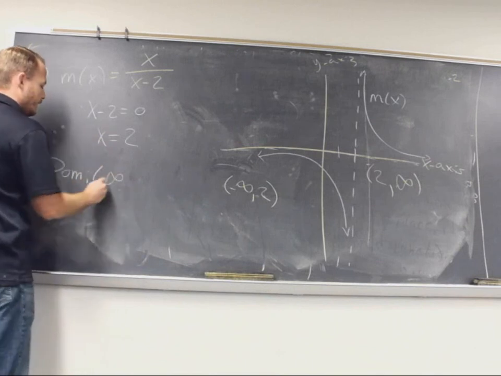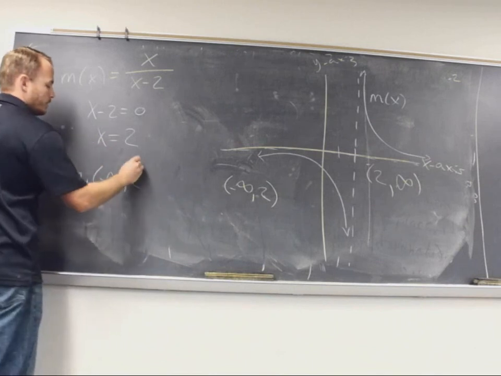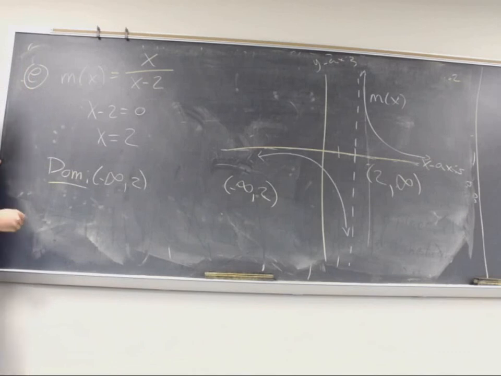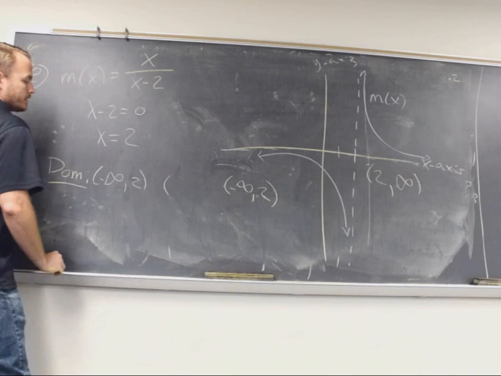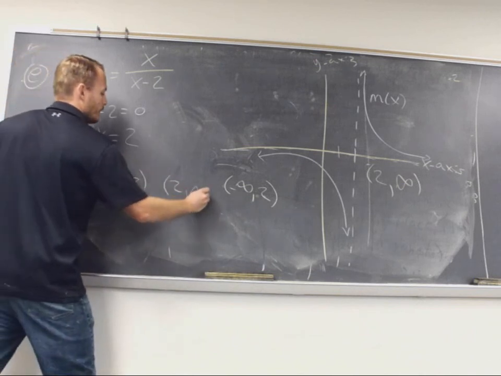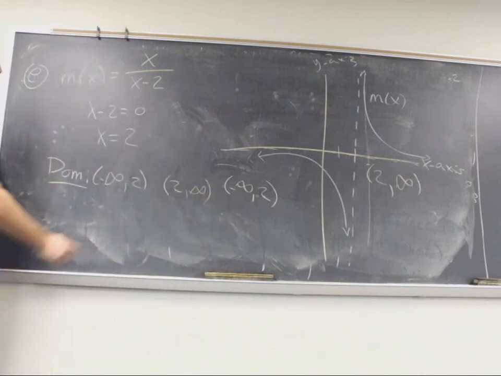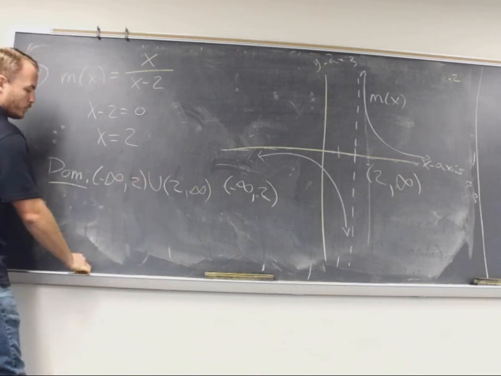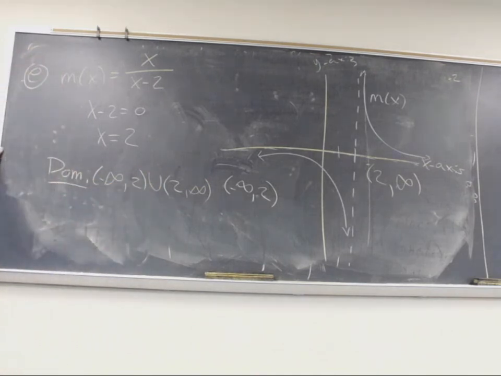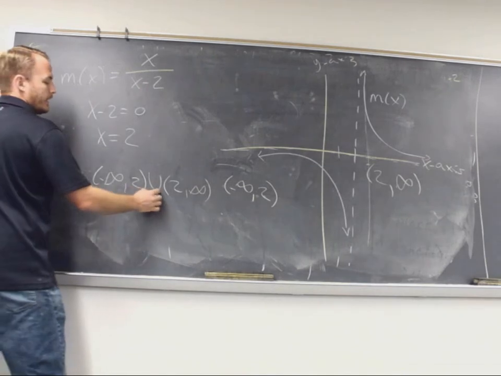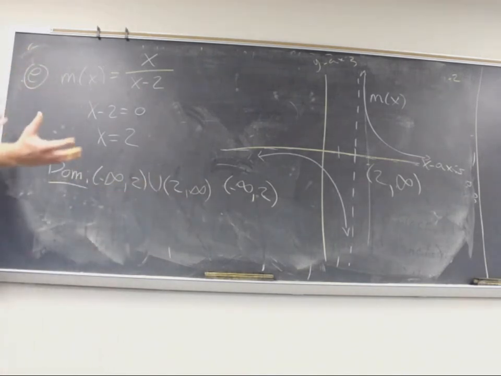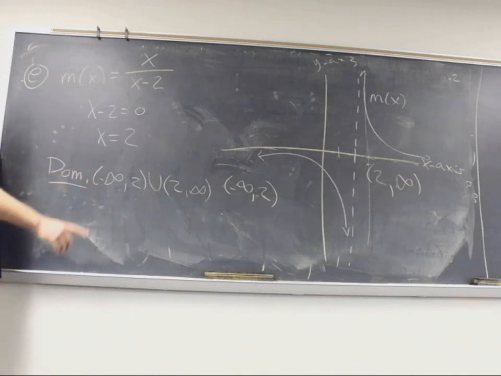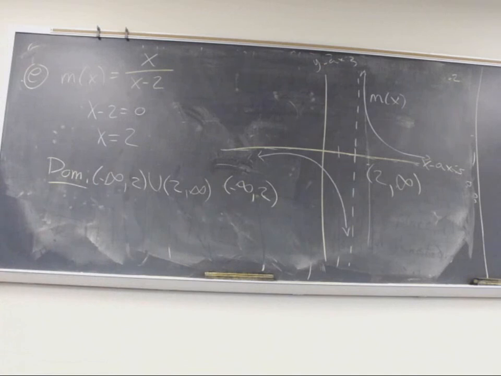So negative infinity up to 2, and I'm not including it. And then there's going to be a little symbol I'm going to write here. I'm just going to leave a little space. And then it picks back up at 2 and goes to infinity. That little symbol here is just like a cup or a U, however you want to write it. It just means the domain is this and this. So that stands for and. So this encompasses all real numbers except for 2.